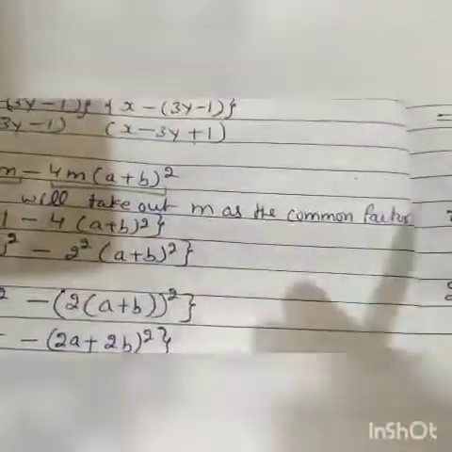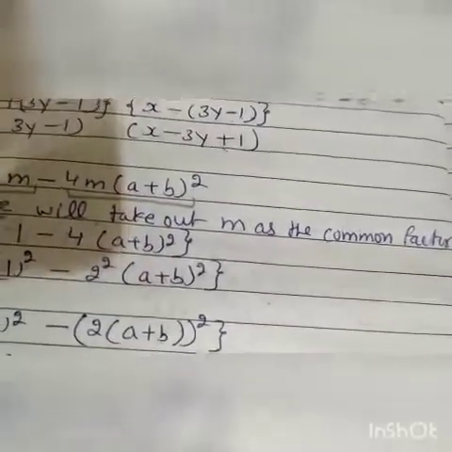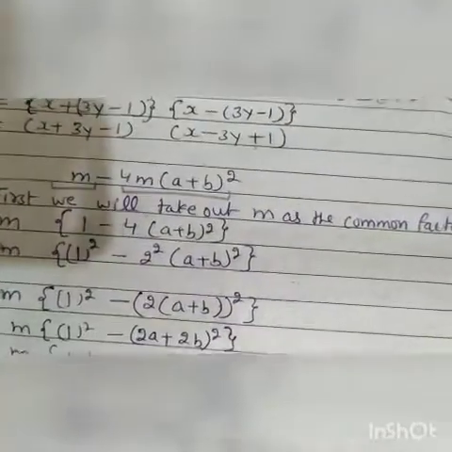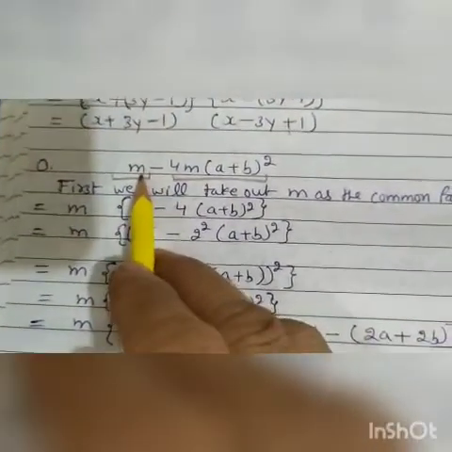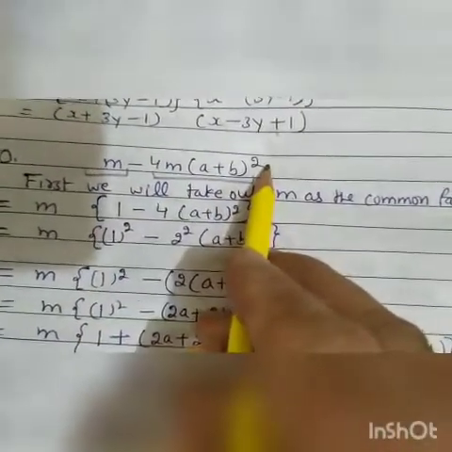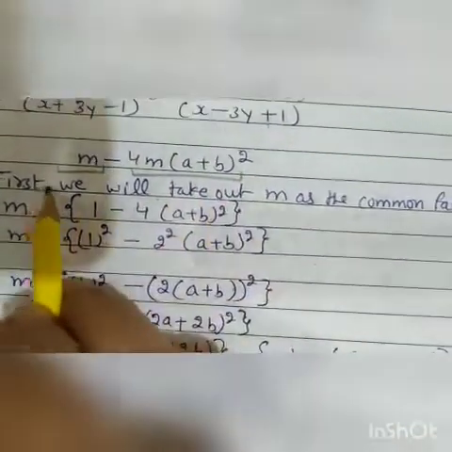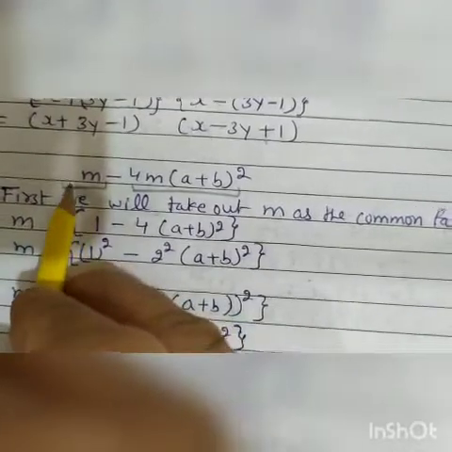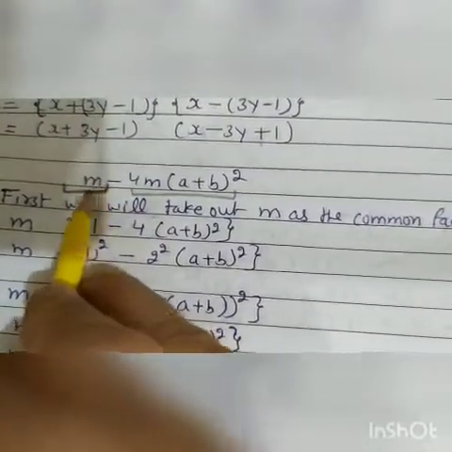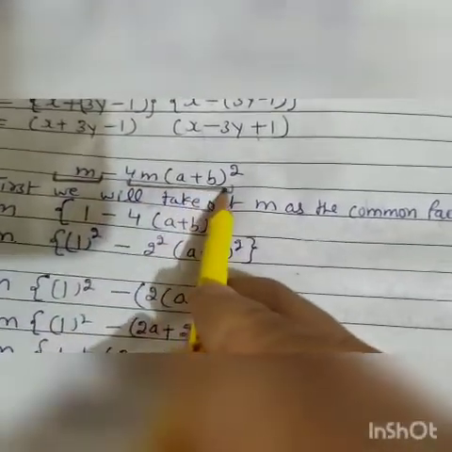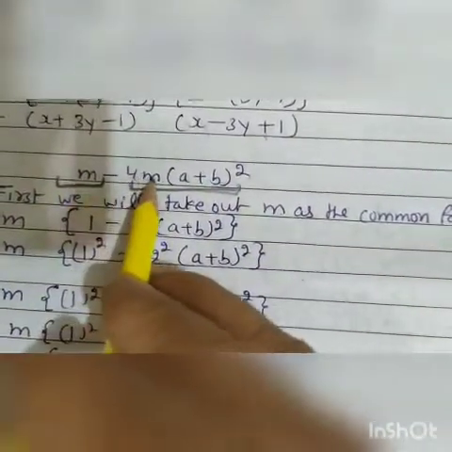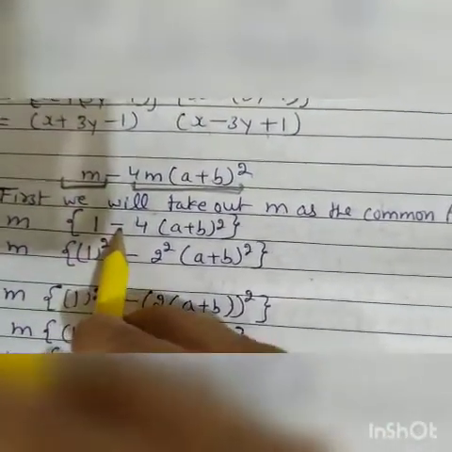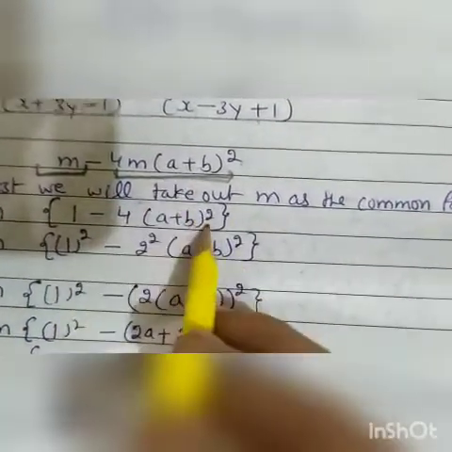Students, pay more attention in this question, because in one question there are 2 identities. We are applying 2 identities in the same question. See here again, this is next part o. m minus 4m, a plus b whole square. First we will arrange it again. First we will take out m as the common factor. These are 2 terms. First term is this m only, and second term is this 4m, a plus b whole square. So we will take m common from these 2 terms. m is common, then this m will become 1, minus, m is common, 4 a plus b whole square.